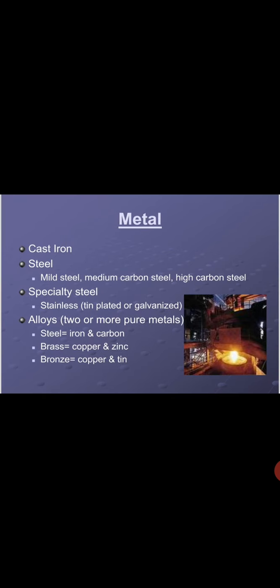So in metals there are cast iron, steel, mild steel, medium carbon steel, high carbon steel, specialty steel, stainless steel, galvanized steel, alloys. Two or more pure metals form alloys, as we know that. So steel is an alloy of iron and carbon, brass of copper and zinc, bronze of copper and tin.